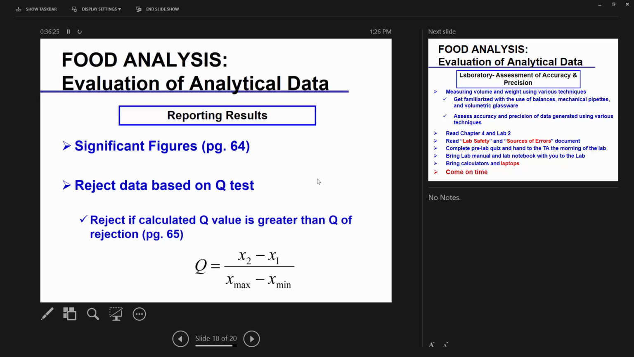Aha, that's the fun part. So, significant figures. In your book chapter 4, you'll see you have a page or so on significant figures. Let's just give you some examples here. Okay, they have a few examples. How many significant figures do I have here?